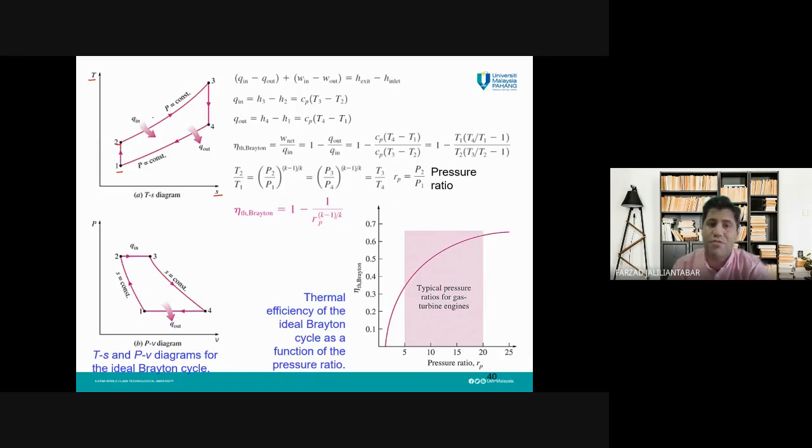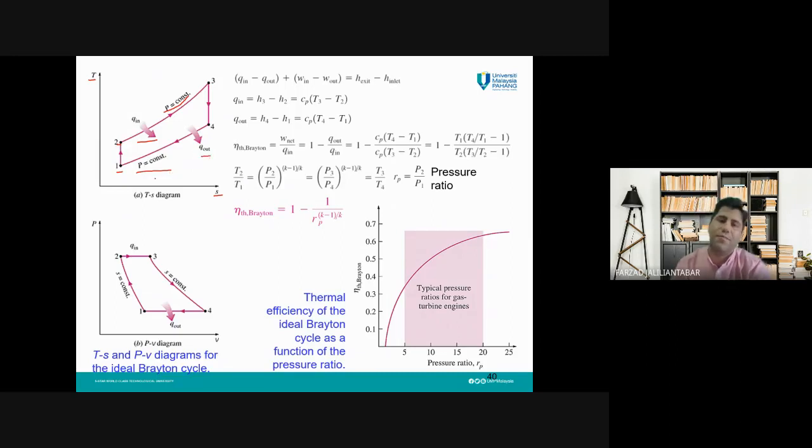And from state 2 to state 3, we have a constant pressure process. It will be like this, and it is the heat addition process. And from state 3 to state 4, in the turbine, we have again an isentropic process, but this time it is expansion, so its temperature also will drop. From state 4 to state 1, we have a constant pressure heat rejection process.